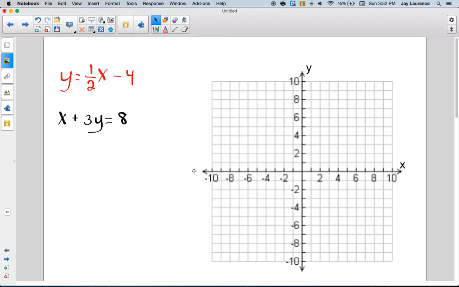Normally we graph our lines on one graph. Today we're going to be graphing 2 lines on the same graph. Now, a system doesn't have to be just 2 equations. It can be 3 or 4 or 5, but it means 2 or more equations.